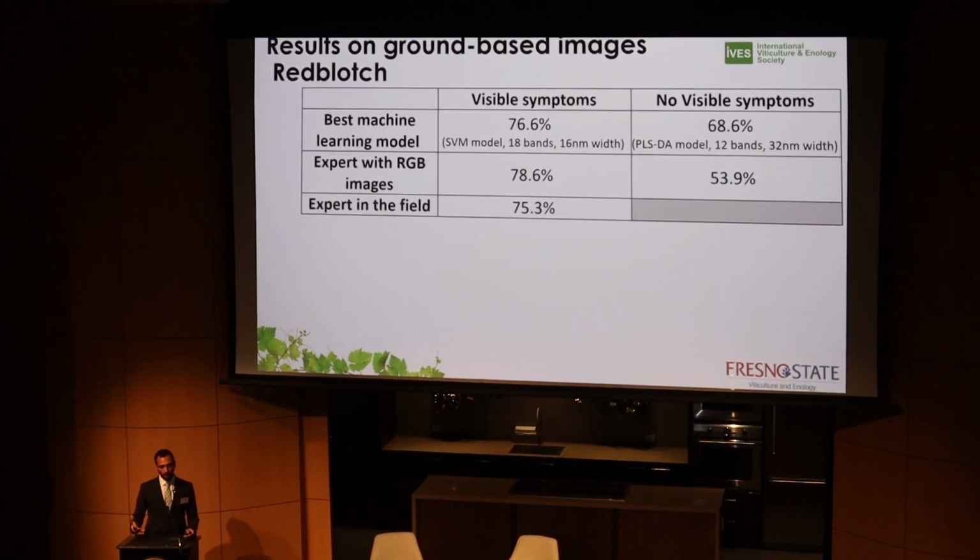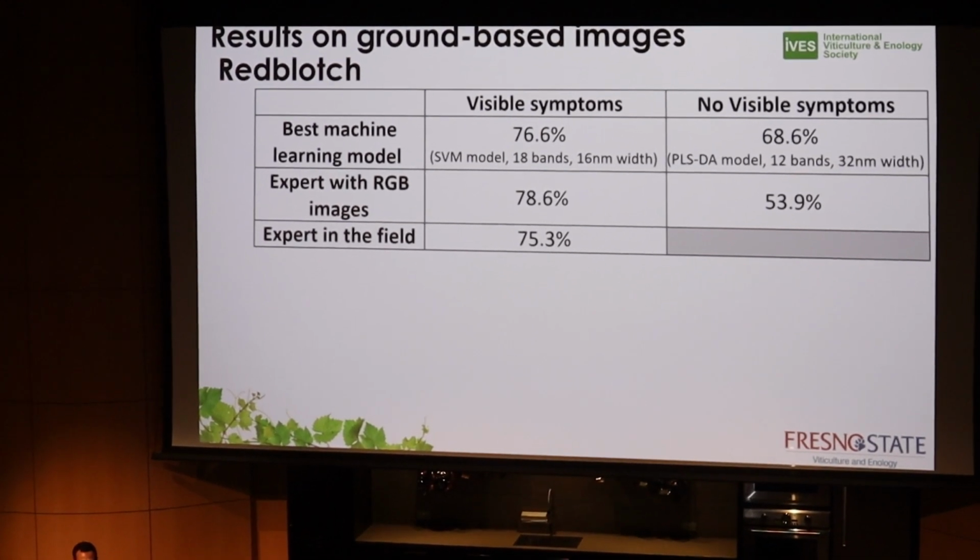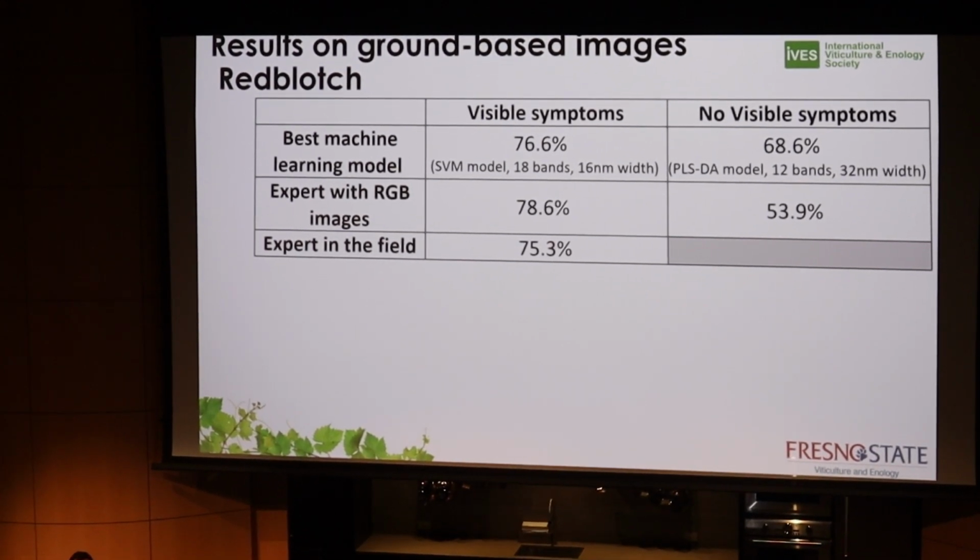Because red blotch was harder to predict, we focused on red blotch assessment. We went to ground-based images, so field data with the cameras on a tripod, visible near-infrared images, and we acquired imagery over 5 different dates, starting from pre-veraison, when the symptoms are not expressed, all the way to harvest, when the symptoms are at maximum expression.